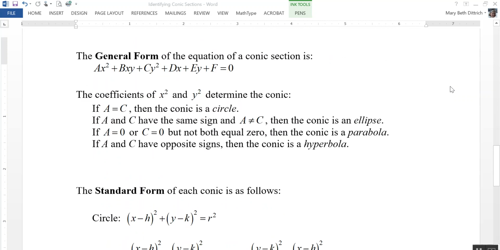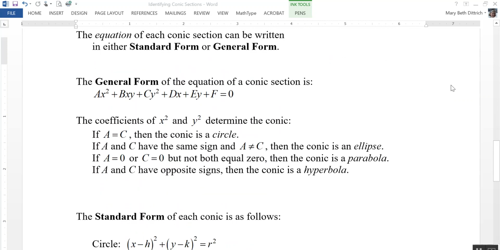The equation of each conic section can be written in either standard form or in general form. The general form of the equation of a conic section is ax squared plus bxy plus cy squared plus dx plus ey plus f equals 0.